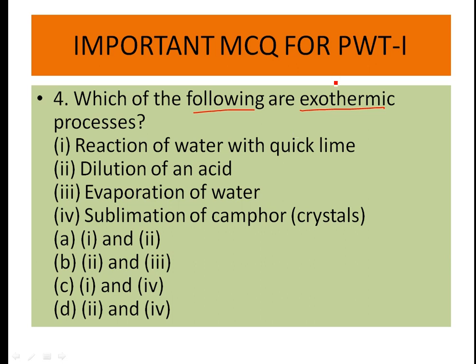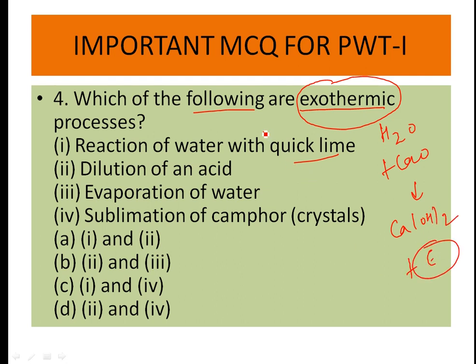Now the fourth question is: Which of the following are exothermic processes? Exothermic means those processes which release energy in any form. First, reaction of water with quicklime. We know that when water reacts with quicklime, it forms slaked lime along with evolution of heat. So the first option is correct. Second, dilution of an acid. We have studied in this chapter that when we add acid into water, it becomes dilute, and the dilution of an acid is always an exothermic reaction.